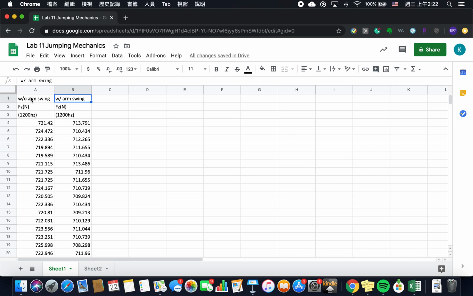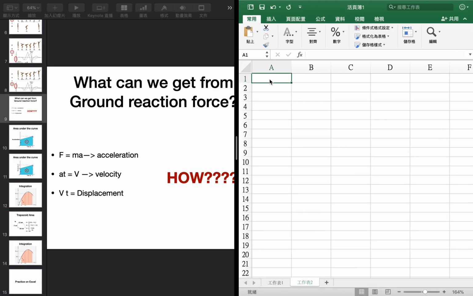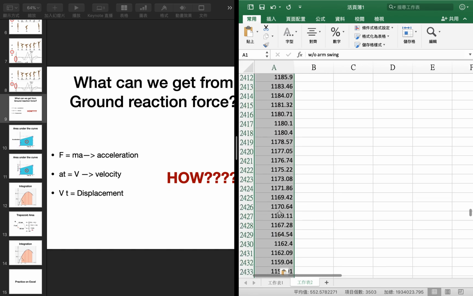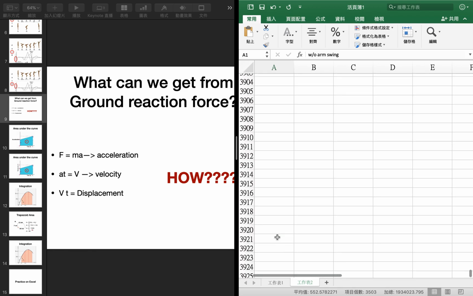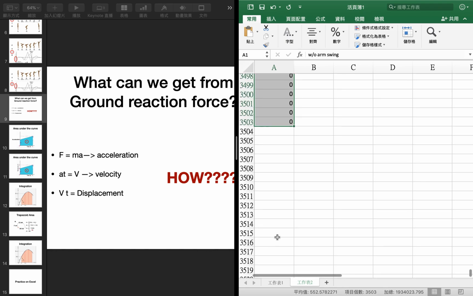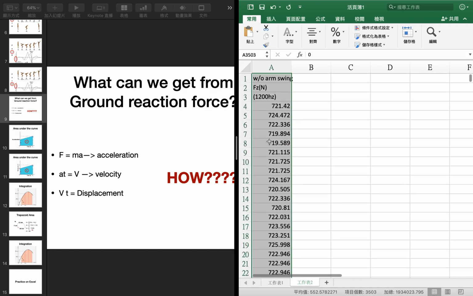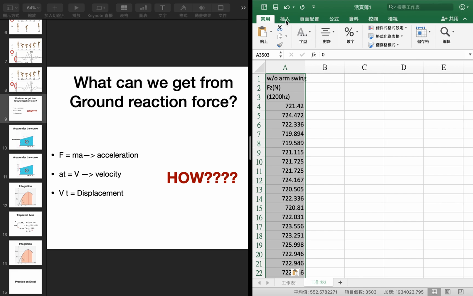So let's do it. I'll do without arm swing, and I'll select the whole column and then copy and then paste on my Excel. Okay, so you should be able to see that. And let's see, how many data points? Around 3,000, I remember. Yeah, 3,500. And we can take a look at how it looks. We can graph it out.